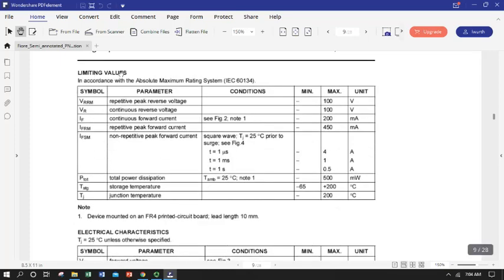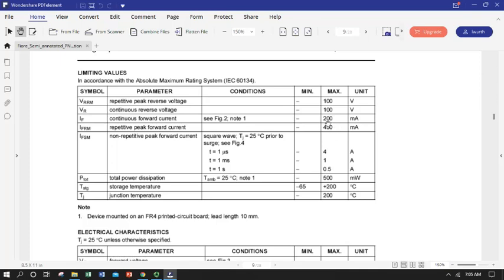Okay, limiting values. Always pay attention to these first, because these tell you how your component will fail if you mistreat it. So we have repetitive peak reverse voltage. There's 100 volts, and that was stated up front. This was repeated up front, what not to do with your component. Continuous reverse voltage. So basically, don't apply a reverse bias voltage of more than 100 volts, even for a little bit. Don't apply more than 200 milliamps continuous forward, or 450 peak on a small signal.